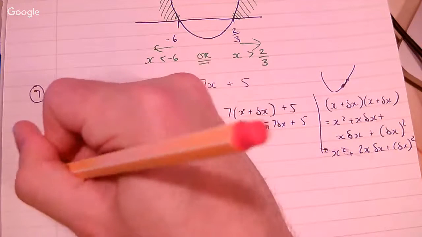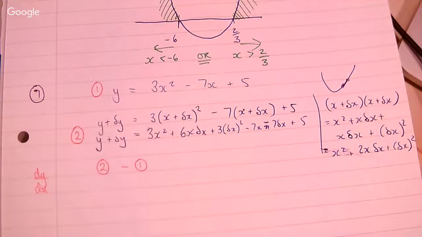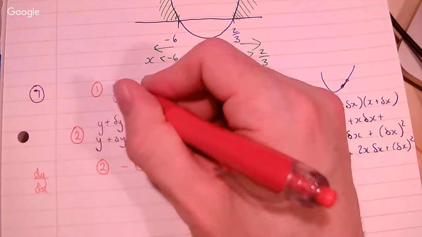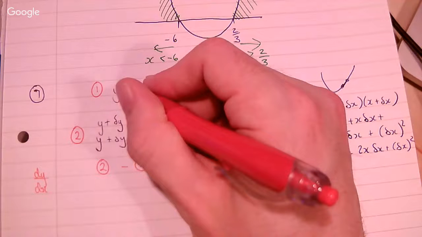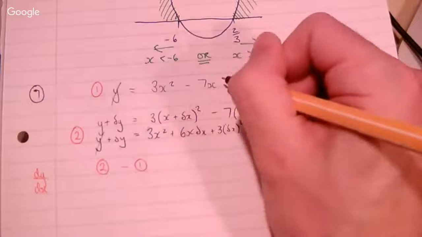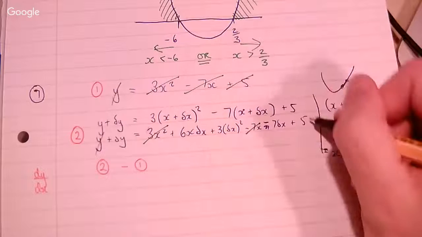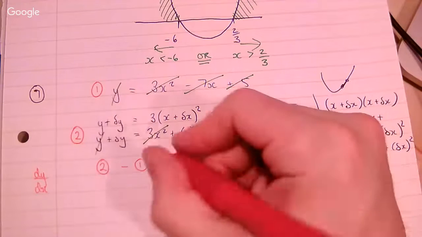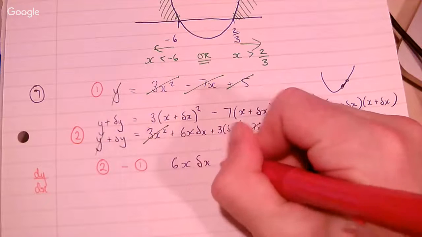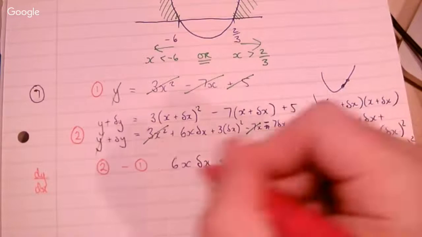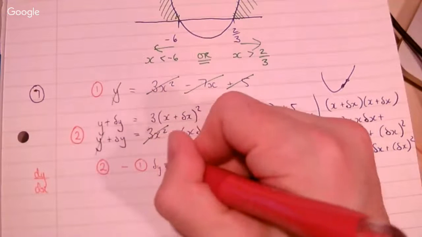And it goes back to that first question where we said dy by dx is the difference in y's divided by the difference in x's. So we've got y plus delta y, but then we want to take away y. So basically what you do, if you see anything that is in equation 1, you cancel it from equation 2. So that 3x squared goes, that minus 7x goes, and that plus 5 goes, leaving me with just 6x delta x plus 3 delta x all squared minus 7 delta x, and that was, sorry, delta y here, delta y equals all that.